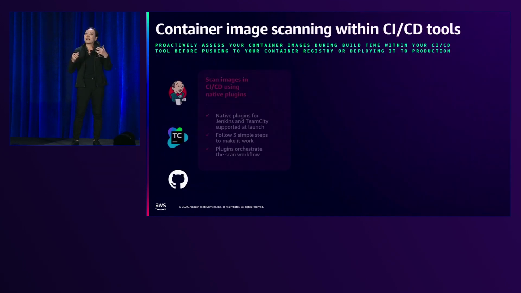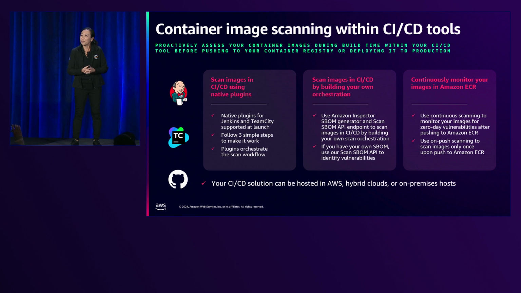So let's take a look at how that integrates with your existing CI/CD tools. Who uses GitHub, TeamCity, or Jenkins? Yeah, quite a few of you. So you already have the tools that you're using for CI/CD. You can integrate Amazon Inspector into your CI/CD tools. But what if you're not using those three tools that I just mentioned? You can create your own custom orchestration tool using the SBOM generator API of Inspector. And best of all, you can use Inspector features such as scan on push and continuous scanning, so you can keep on top of zero-day vulnerabilities as well.